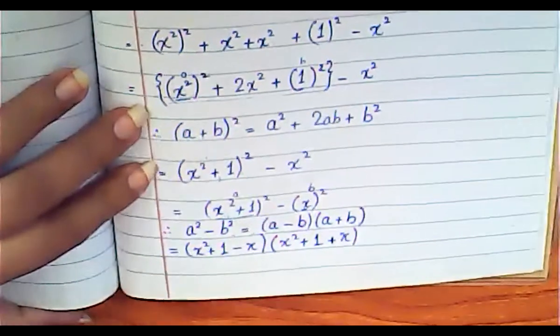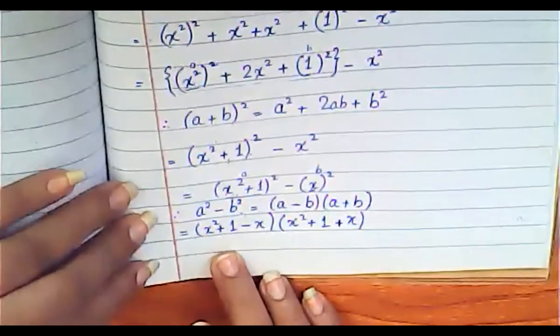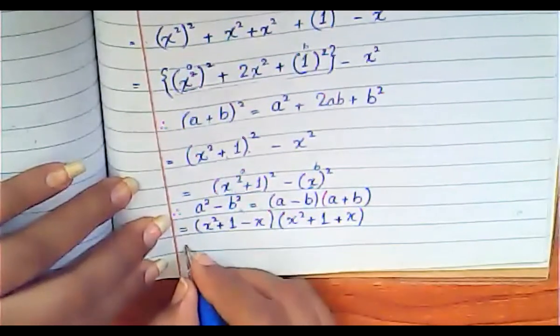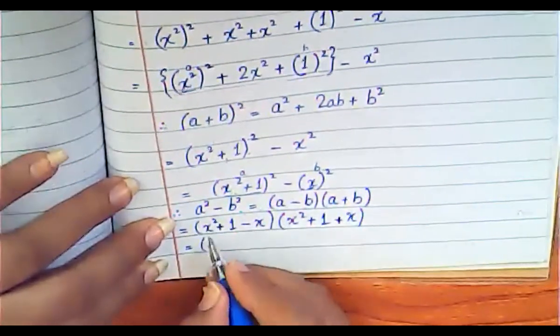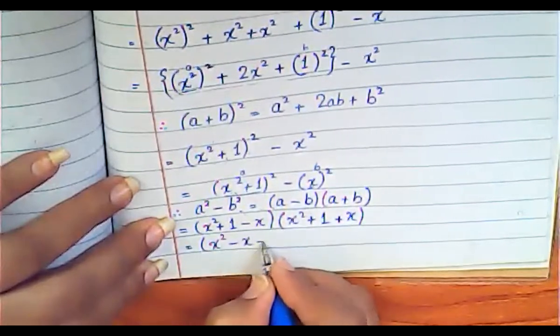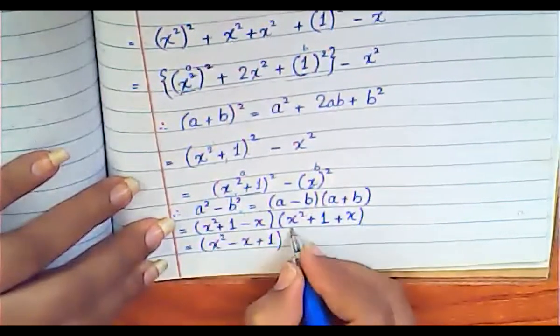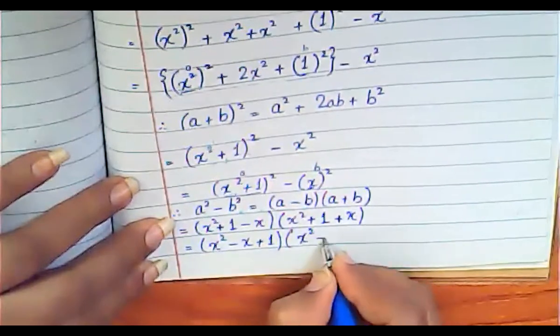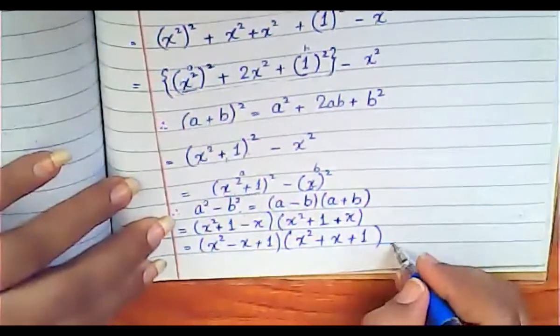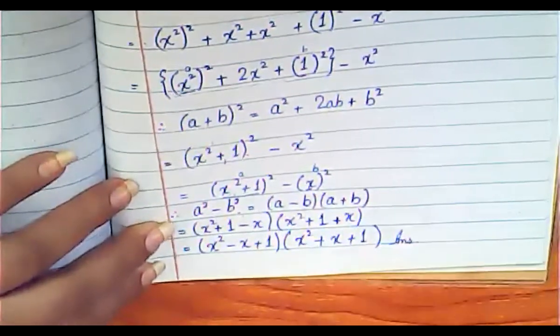That's it. Okay, now at the last we will arrange it. We will arrange it in descending order. So you will write it down here: x square minus x plus 1, and again we are going to arrange this one: x square plus x plus 1. Simple. This is your answer.